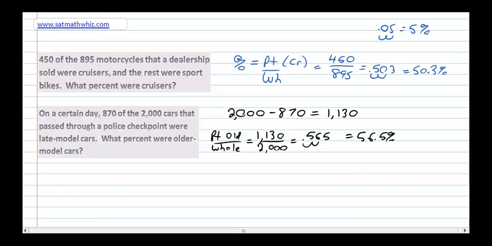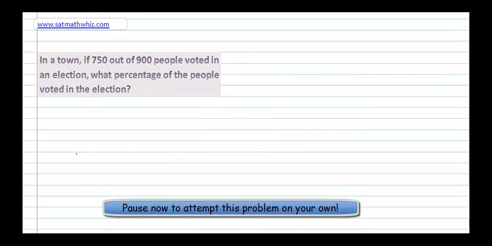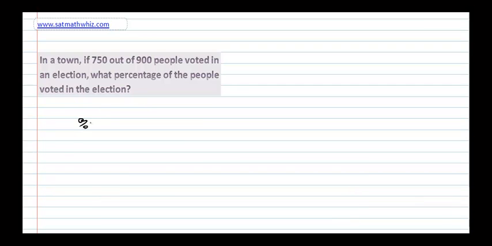In a town, if 750 out of 900 people voted in an election, what percentage of the people voted in the election? Once again, percent is the part over the whole. We need the part of the group that voted over the whole, which is 900. Put that in a calculator, you get 0.833. Move the decimal 2 spaces to the right, and that becomes 83.3%.